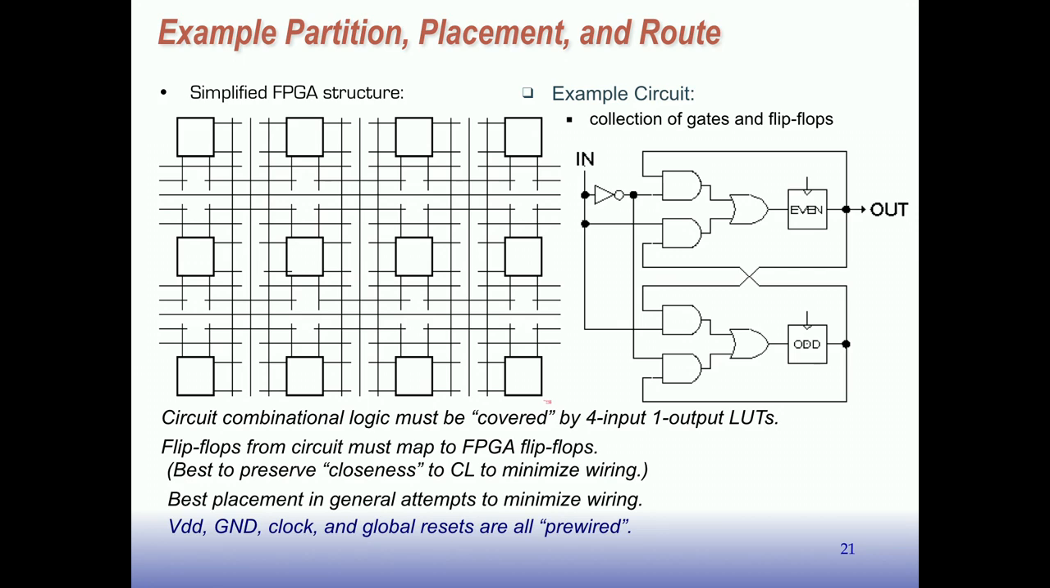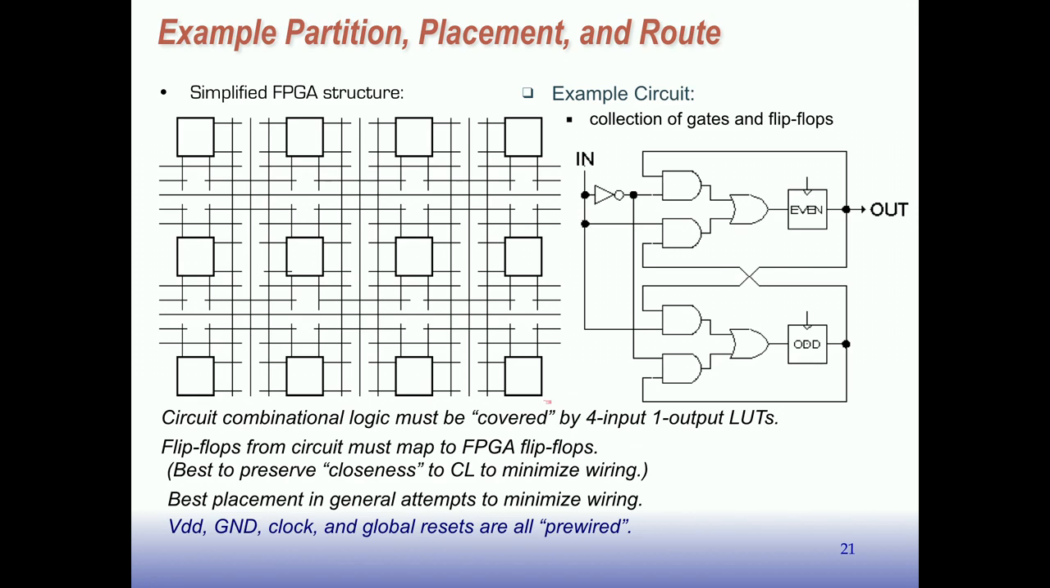So let's say our goal is to map this onto here. So the combinational logic has to be, we say, covered by the 4-LUTs. 4-input, 1-output LUT. Right. So we have to figure out how to use the LUTs in order to implement this logic function. And then the flip-flops that are in here have to map to the flip-flops that are inside the logic cell. So we're going to use my simplified logic cell here that has a 4-LUT and a single flip-flop. So we have to map these flip-flops, the flip-flops in our design, to flip-flops that actually exist on this FPGA fabric.